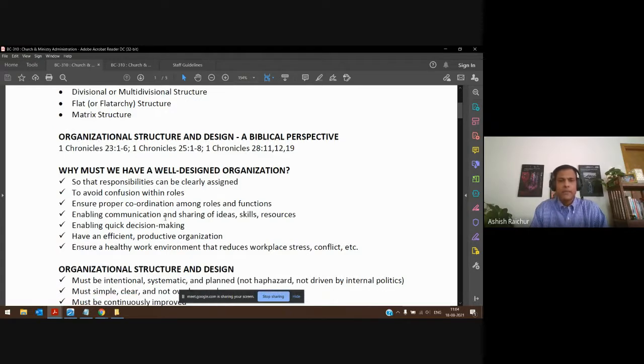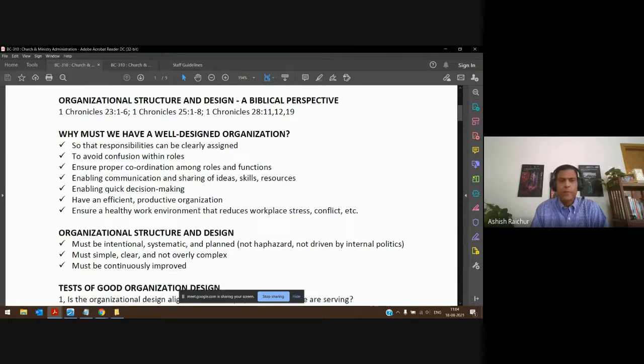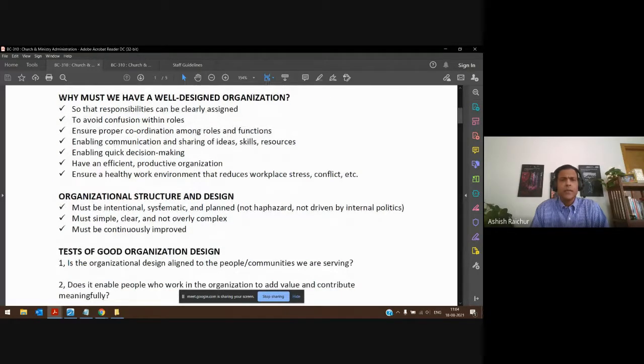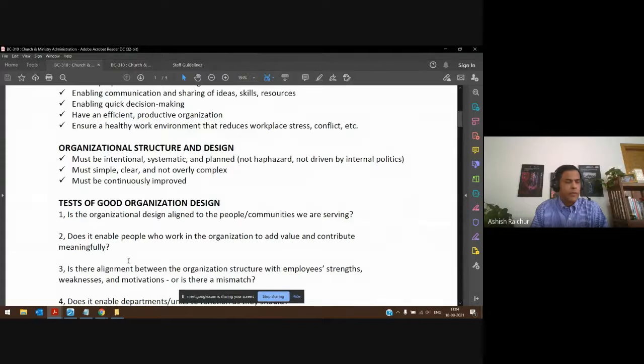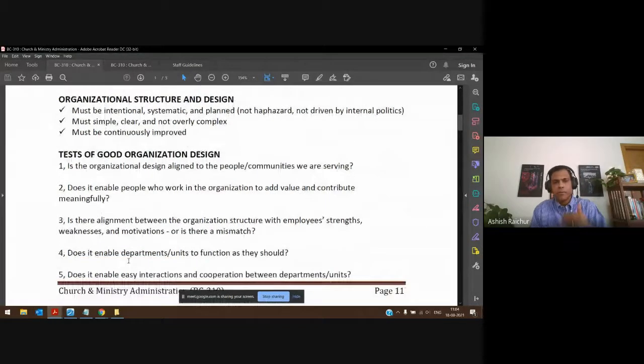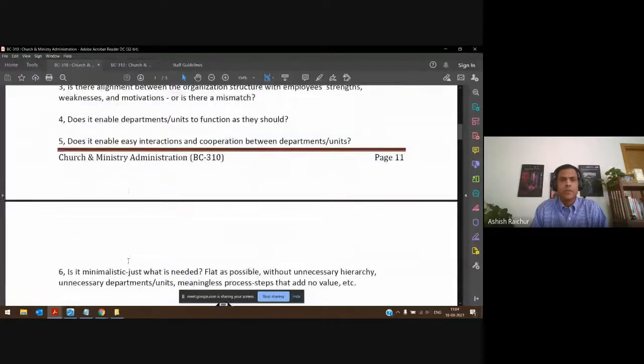We talked about why we must have a well-designed organization. It's really going to help people work efficiently and be productive, and people are going to enjoy working in an organization that's designed well, right? We went through some things that will guide us in designing the structure for our organization. We talked about some tests that we could use to see if we are designing the organization structure right. So we went through some of those tests.